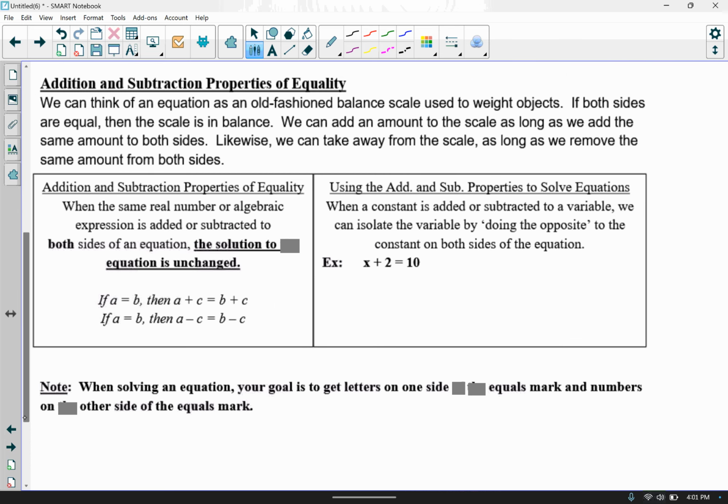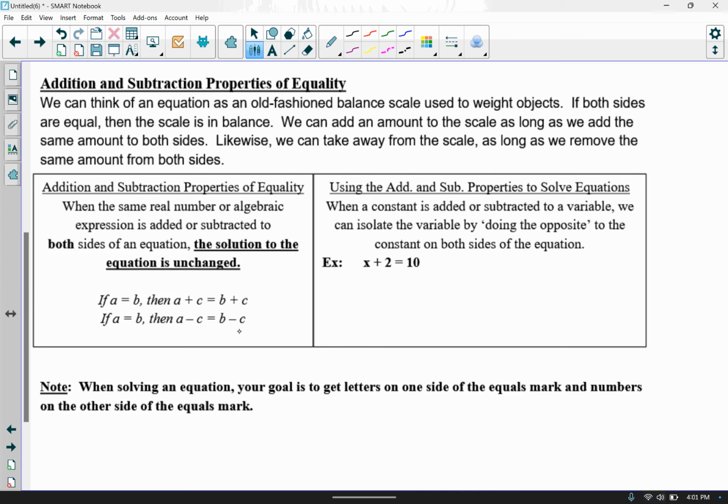And all that is saying is that if you start with an equation, A equals B, if you add something to one side, you've got to keep it balanced, so you've got to add that same thing to the other side. Likewise with subtraction, if you subtract something from one side, in order to keep it balanced, you've got to subtract it from the other side. Think about whenever you're solving equations, think about treating it like a balance, like an old-fashioned scale, that you've got to keep it balanced.